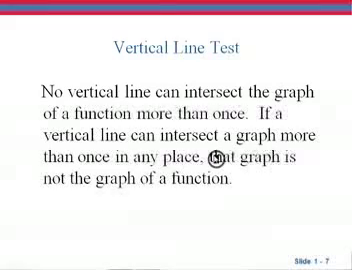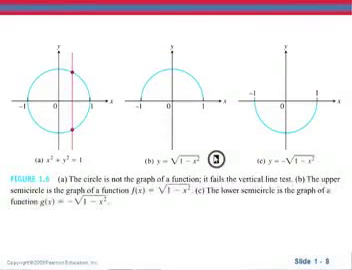If we want to determine from a graph whether or not we have a function, we can apply what's called the vertical line test. What the vertical line test says is that no vertical line can intersect the graph of a function more than once. If a vertical line does intersect a graph more than once in any place, that graph is not the graph of a function. For example, if you look to the left, we have a circle. You'll see the red line that's drawn through the circle intersects the graph in more than one place. So that circle is not the graph of a function. However, the semicircle in the middle and the right, those are both functions. No matter where you draw a vertical line through either one of these graphs, it will never cross more than once.